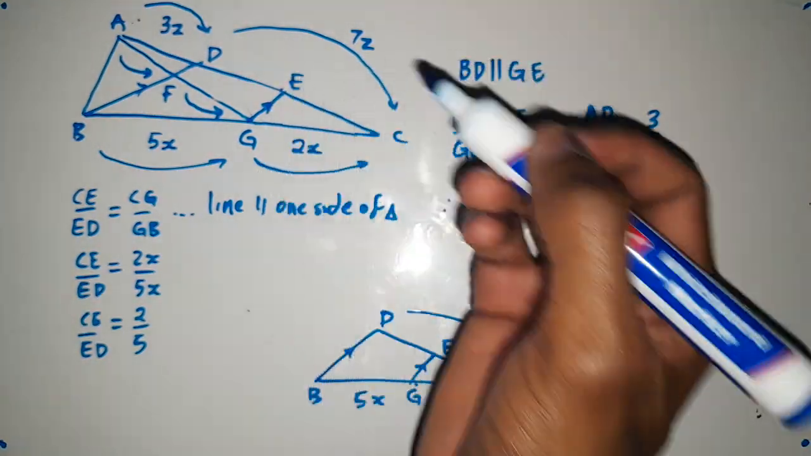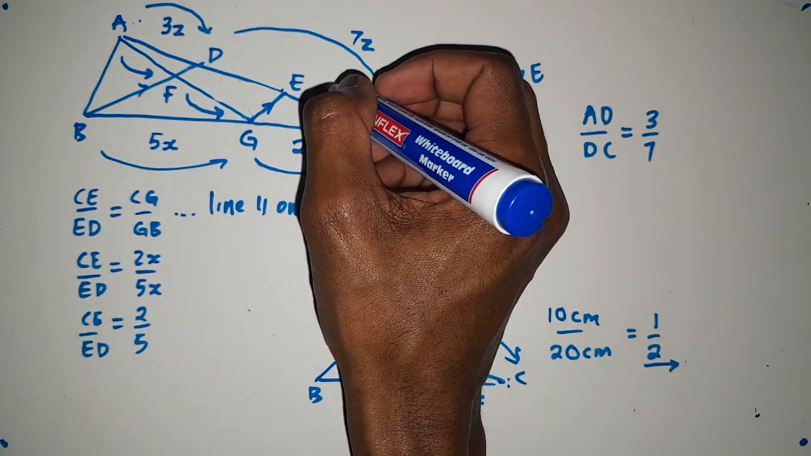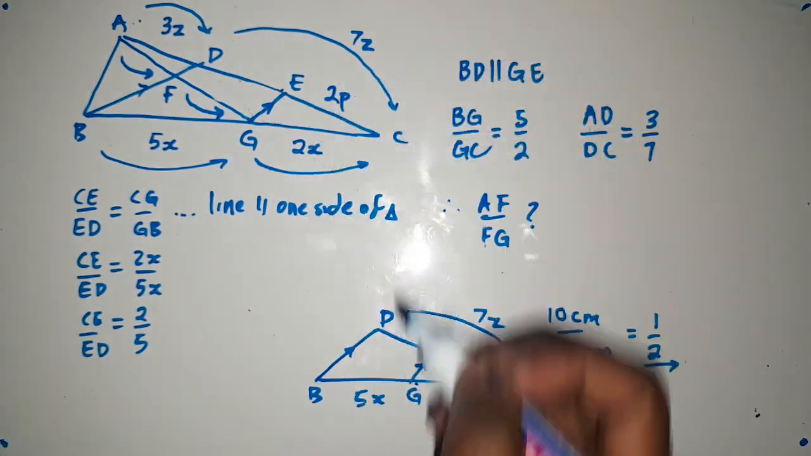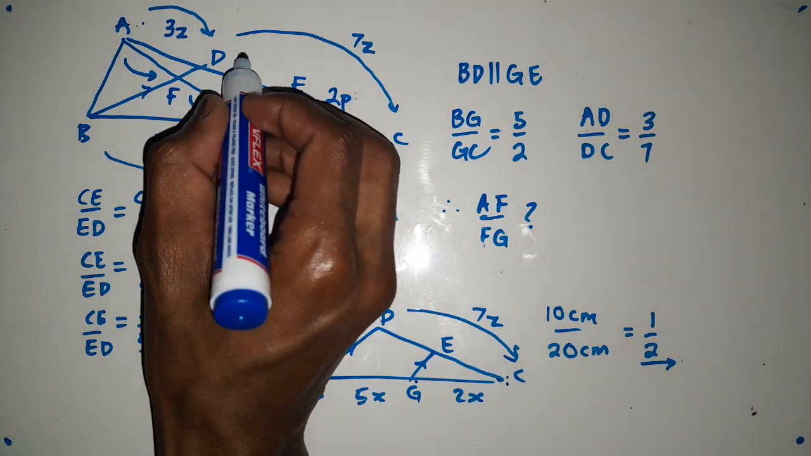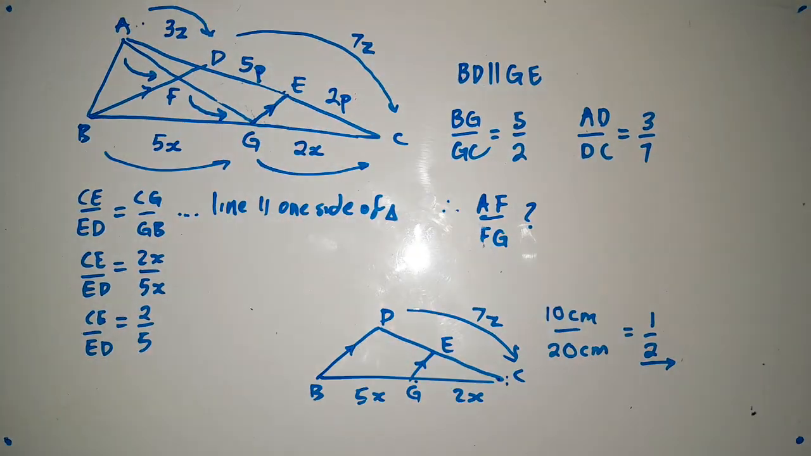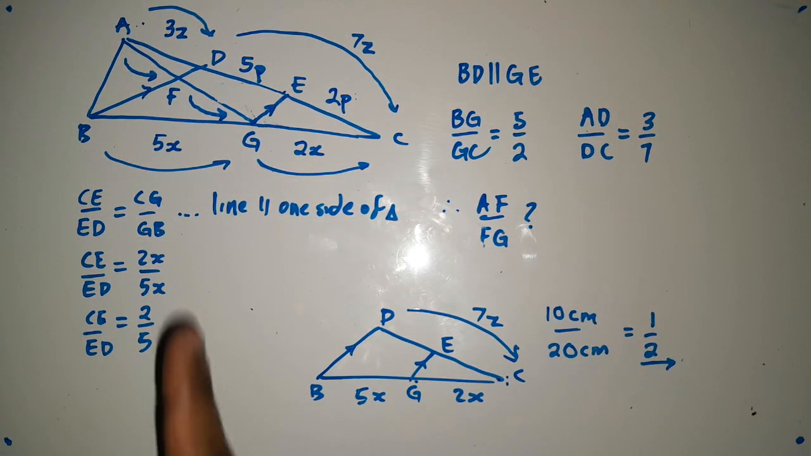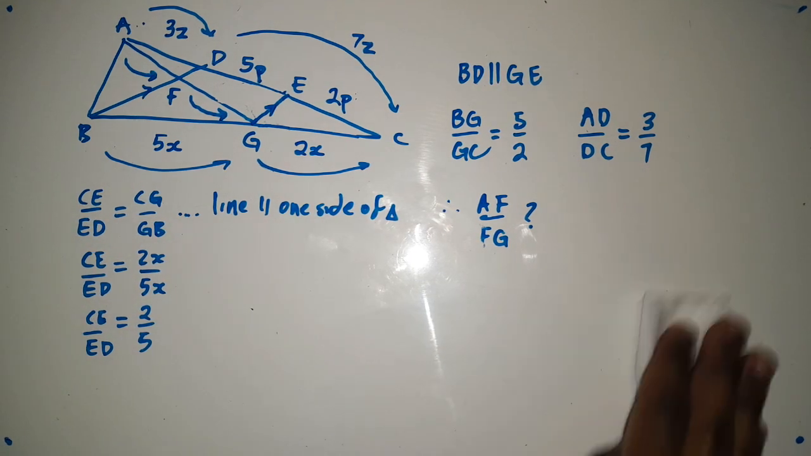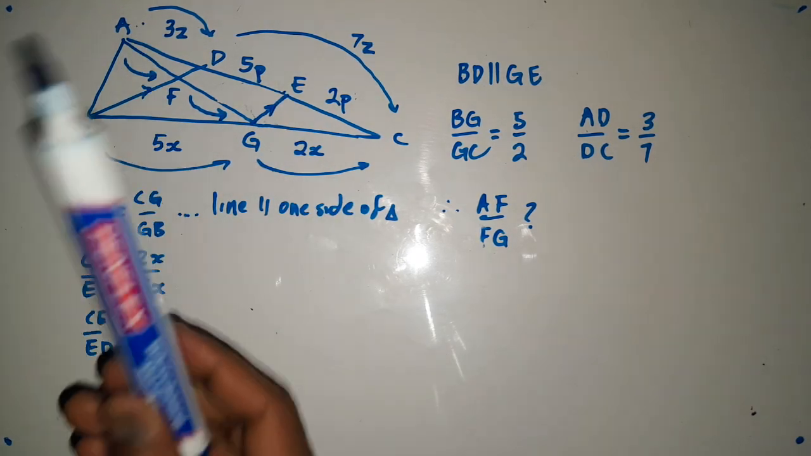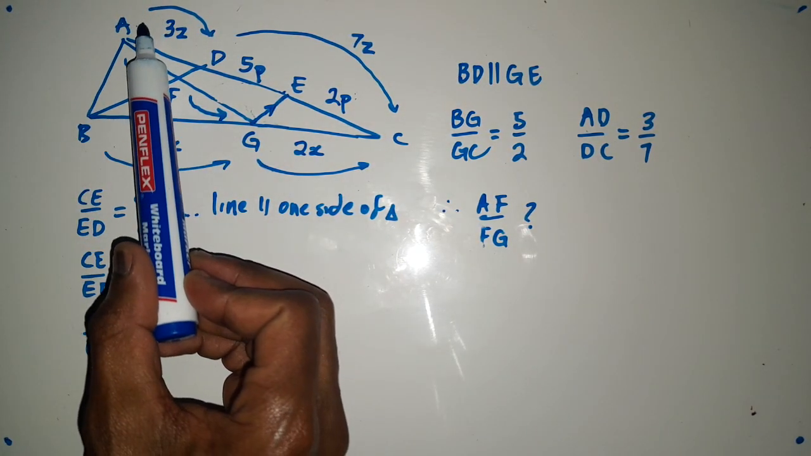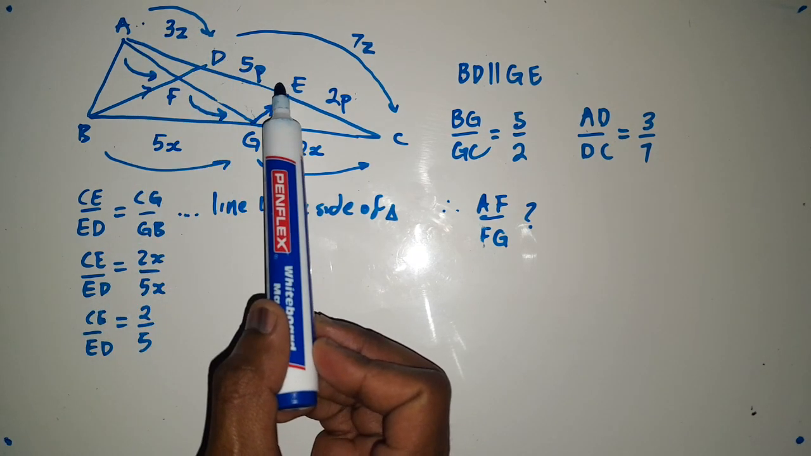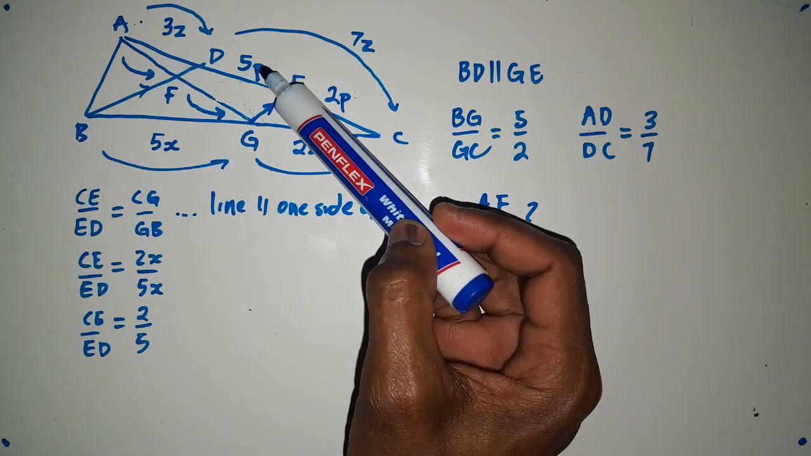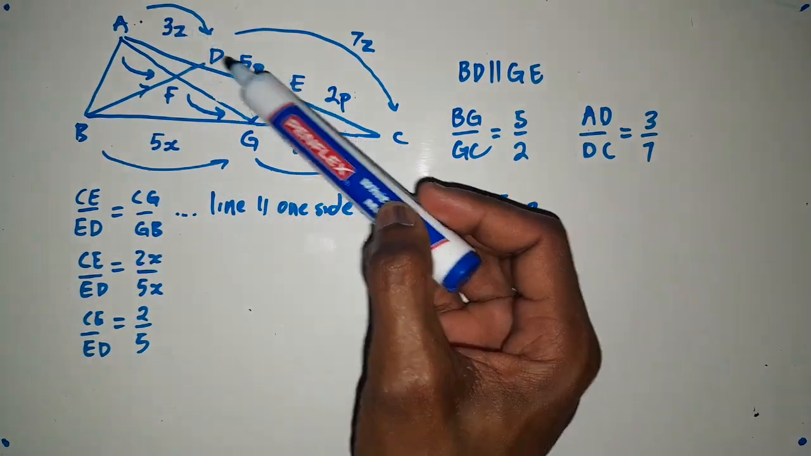Call CE 2P. Then call ED 5P, like this. I know why I want us to do it like this. Then now, check. We have 3Z and 5P. It will be much easier if we can have the same variable.